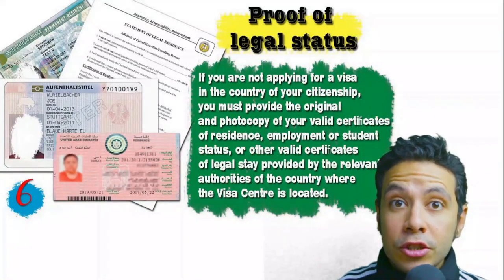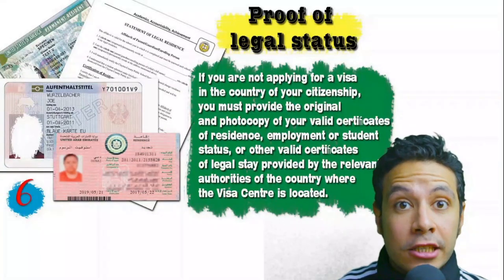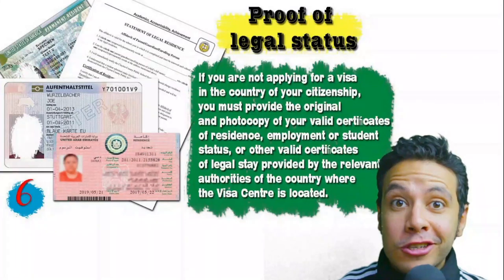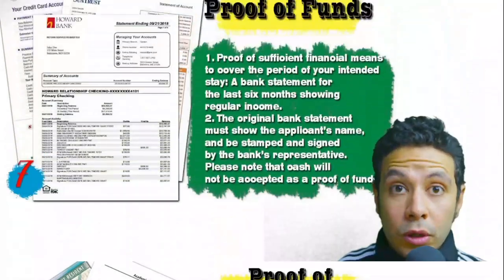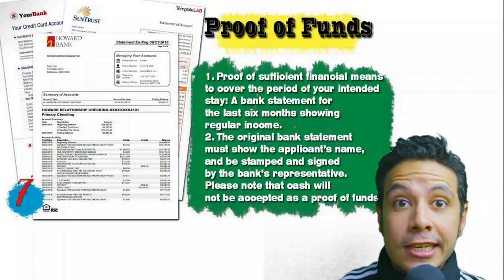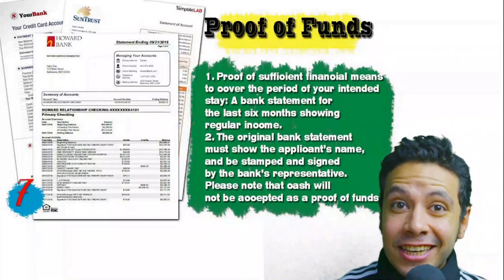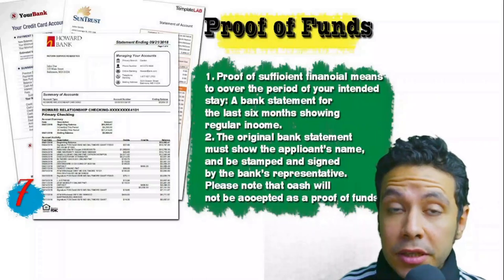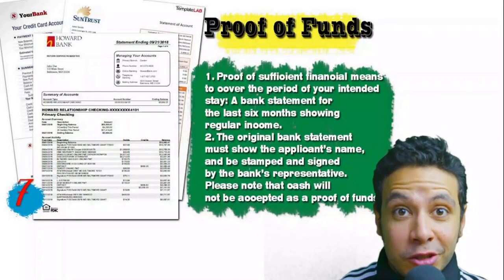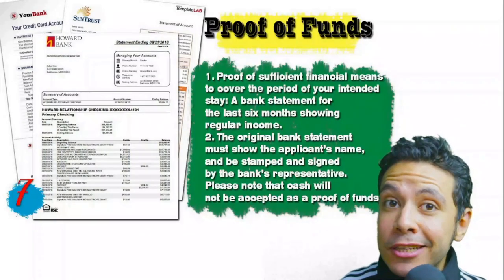At that moment, you will need to provide a proof of legal status, which is a certificate of legal residence in this country. And in some cases, a valid residence visa for this country can also be accepted. You will also need to provide a proof of sufficient funds, which is a bank statement stating your balance for at least 6 months. The original bank statement must show your name and should be signed and stamped by the bank representatives. And remember that cash will not be accepted as a proof of funds.